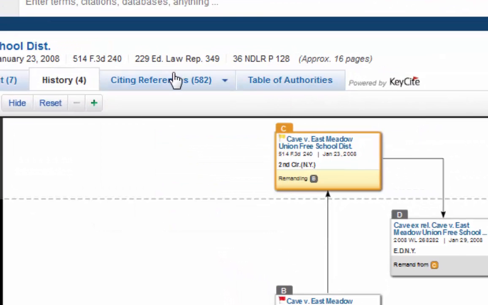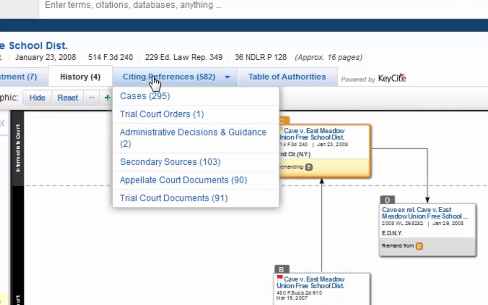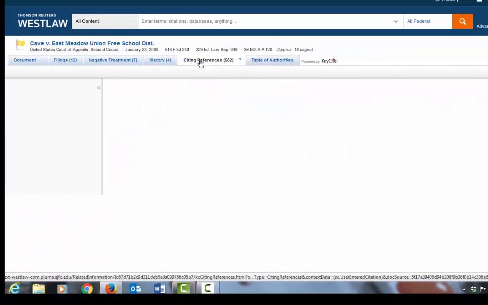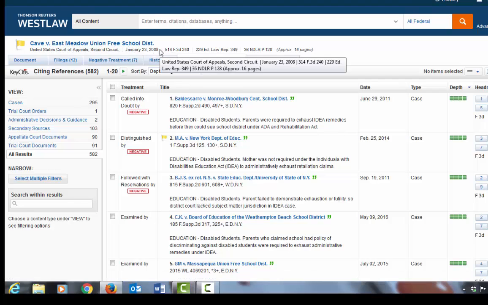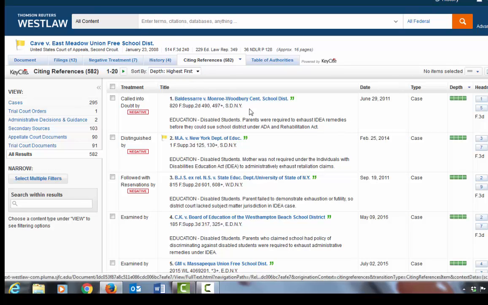The next two tabs would be important as well. Citing references, and let me explain this. These are the cases that came after. So this is our case here, and you'll notice it was heard in 2008 or it was decided in 2008. These are cases that came later on which also cited this case. So they are in relationship to one another in some way. So oftentimes some of these cases may be pertinent to your topic as well. So you might want to take a look at those.